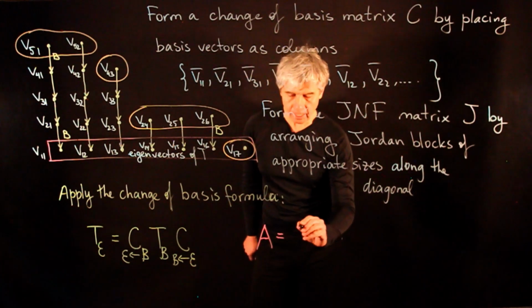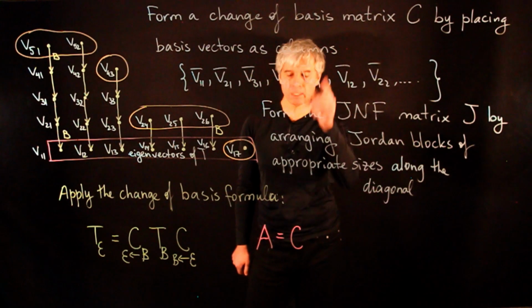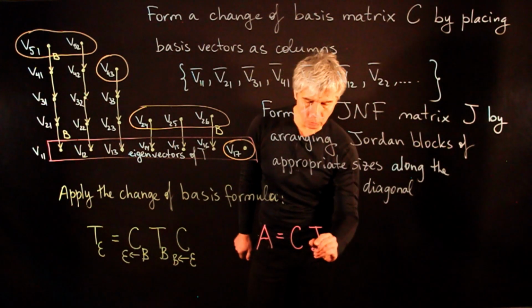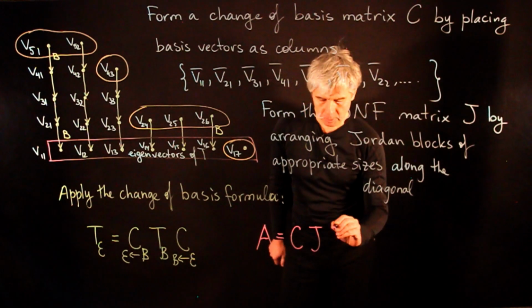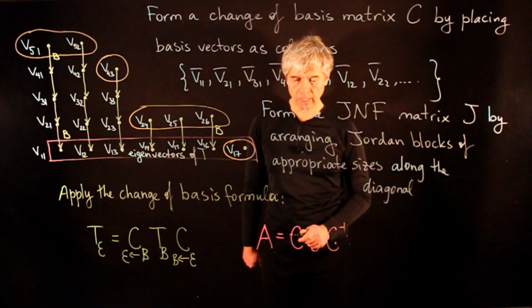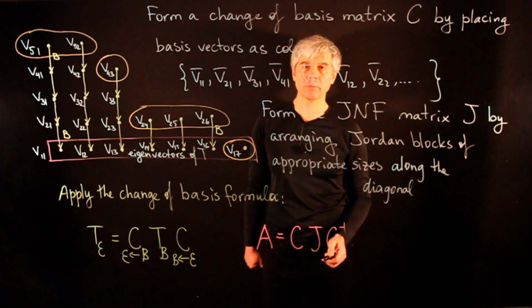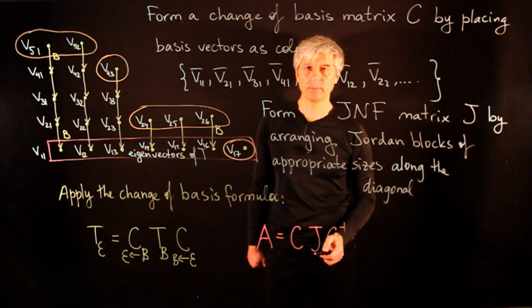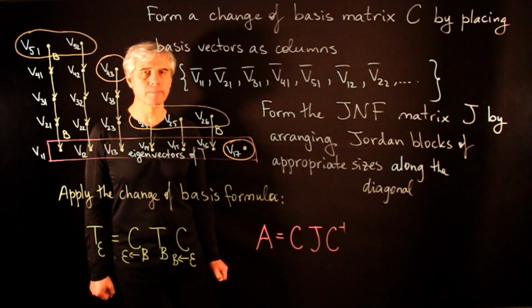So we'll have that A is equal to change of basis matrix C, which we constructed here, times the Jordan normal form matrix J that we constructed here, times C inverse. This becomes the Jordan normal form generalization of the diagonalization formula. Now let us go over two examples where we bring a matrix to the Jordan normal form.